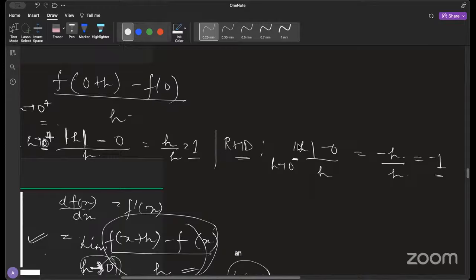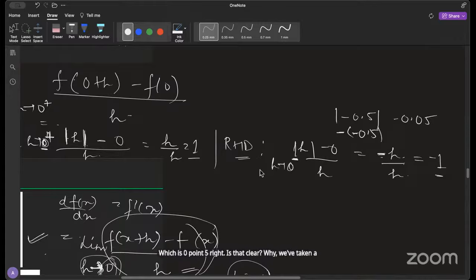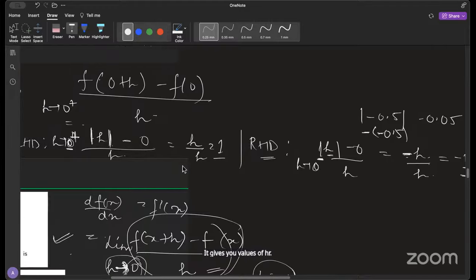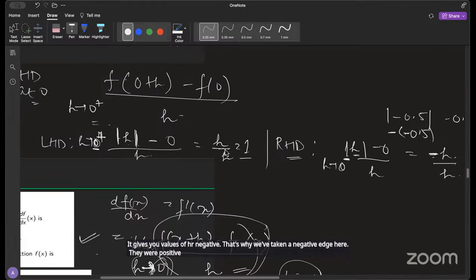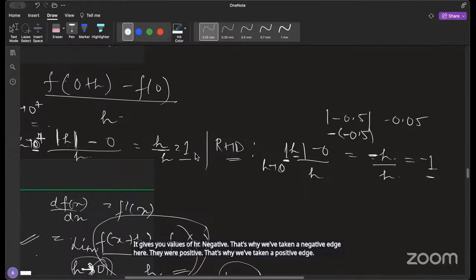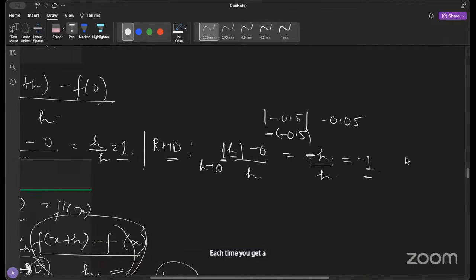Important part is, how do you know this mod h is equal to minus h? Because h is negative this time. We'll take minus 0.5, minus 0.05. So the mod of this is going to be minus of minus 0.5, which is 0.5, right? Is that clear why we've taken a negative sign here? Because the values of h are negative. That's why we've taken a negative h. Here they were positive. That's why we've taken a positive h. Each time you get a different derivative, that means this function is not differentiable.